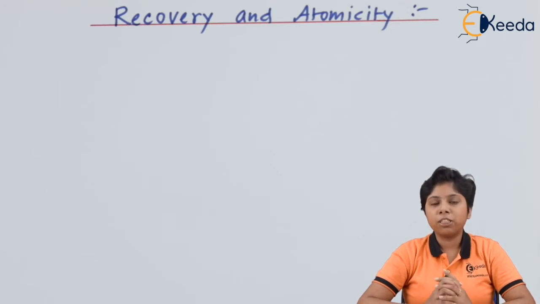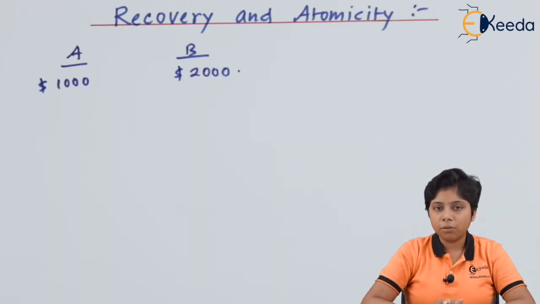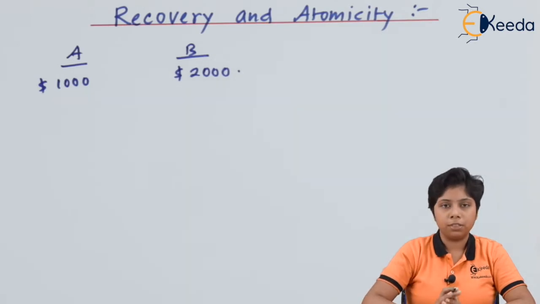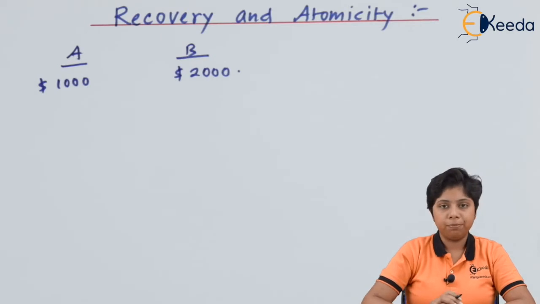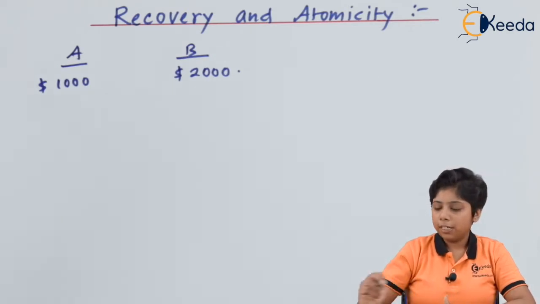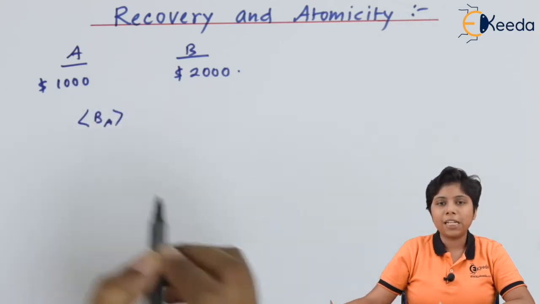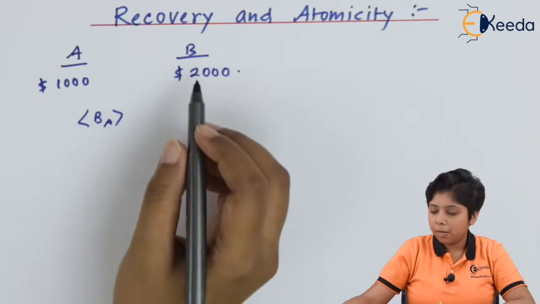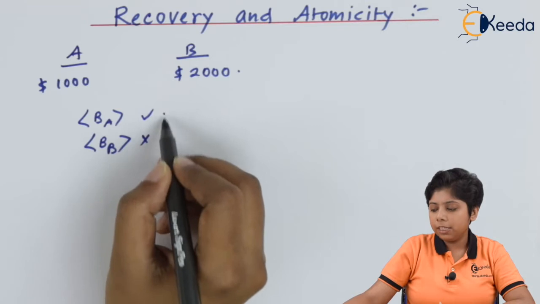First, there are two accounts A and B, from which $50 will be deducted from A and $50 will be added to B. A's initial value is 1000 and B's initial value is 2000. Now we need to deduct 50 from A and add 50 to B. Say there is a buffer BA which has been updated properly to the database, but there is a buffer BB which is not updated till now.